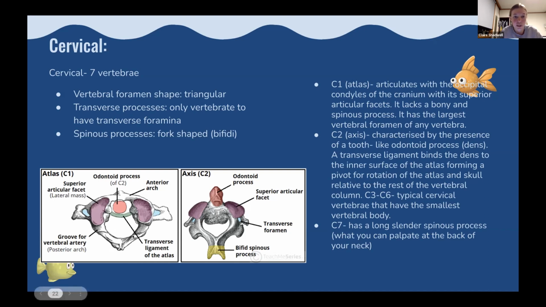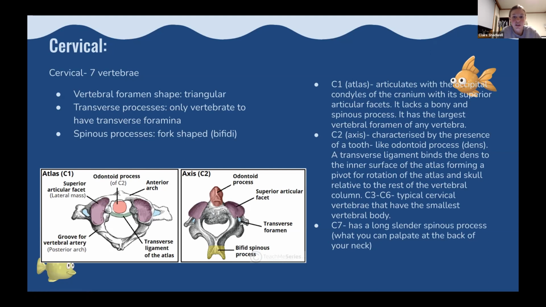Its spinous process is also fork shaped, which is called a bifid. So the C1 and C2, the highest two cervical vertebrae, are a bit unique. The C1 articulates with the occipital condyles of the cranium through its superior articular facets just here. And it has the largest vertebral foramen of any vertebra, because this is where the spinal cord is arising from the brain area.